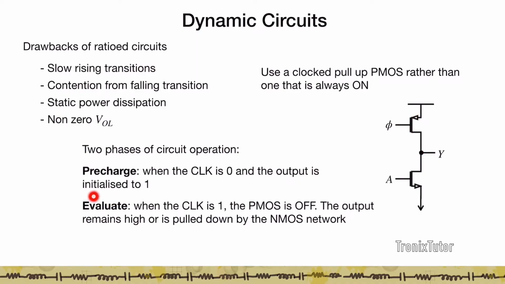After pre-charge comes the evaluate phase, when the clock goes high, at which point the PMOS is turned off and then signals are sent on this stage. If the NMOS network is a pull down network, and if the pull down network gets activated, then the output node goes to 0, else the output node stays at 1.